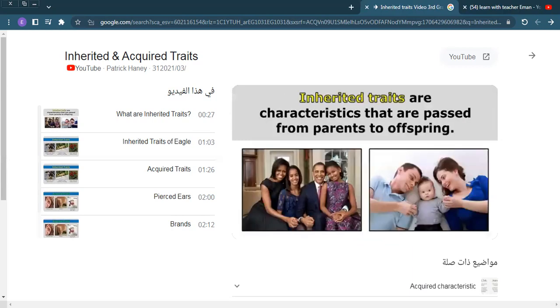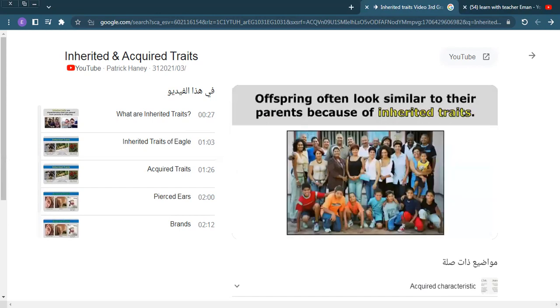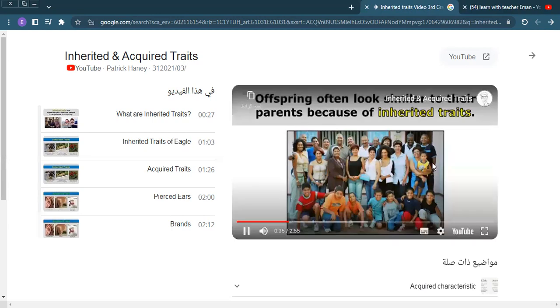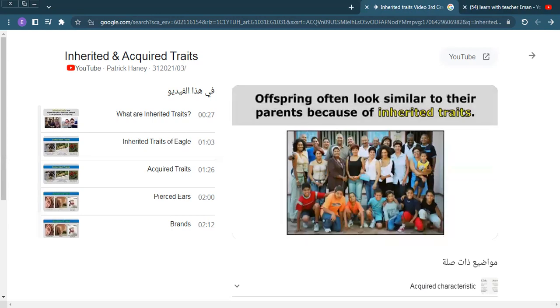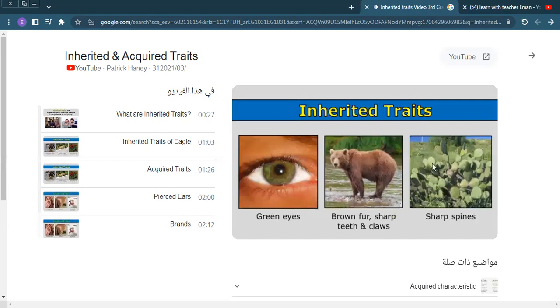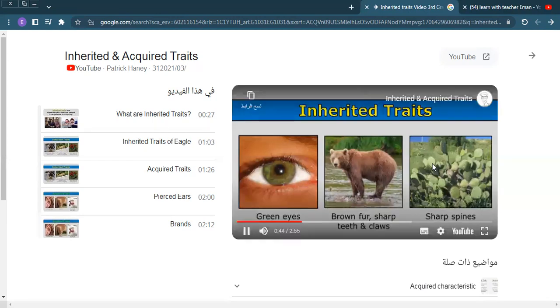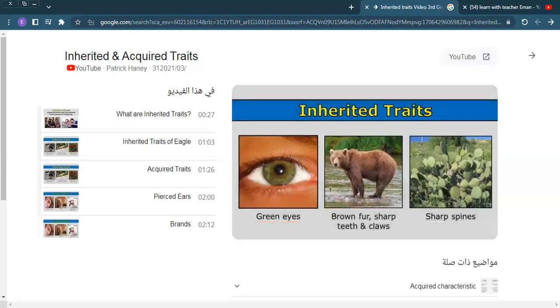Inherited traits are characteristics that are passed from parents to offspring. Offspring often look similar to their parents because of inherited traits. So this person here has green eyes. That is an inherited trait. This bear has brown fur, sharp teeth, and claws. Those are traits that have been inherited by this bear. And a cactus is green and it has sharp spines. Once again, those are inherited traits.